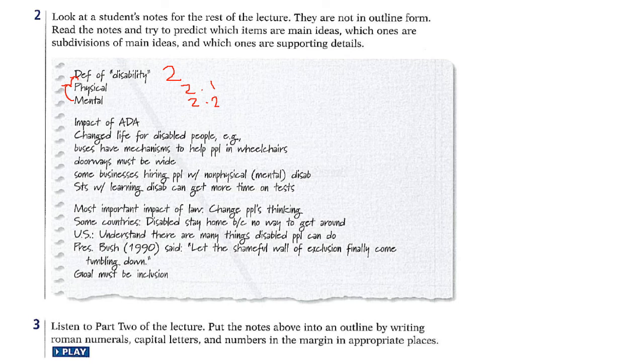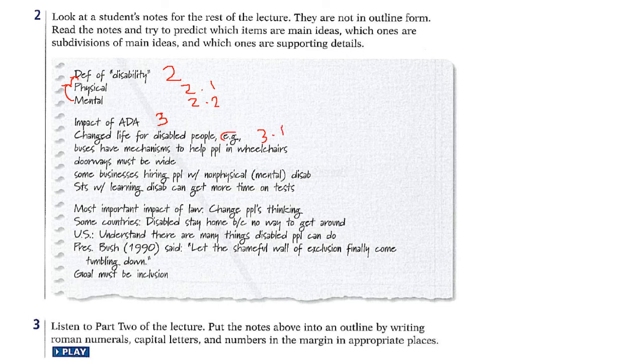Then he talked about the impact of the ADA. This is a new point. It's not the definition anymore, it's how it changed people's lives. So I gave that a number 3. It changed life for disabled people. So I gave that 3.1.